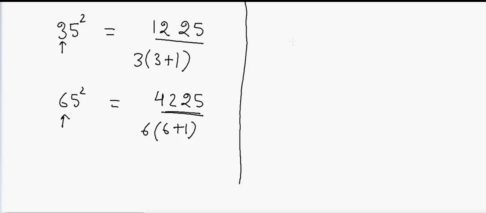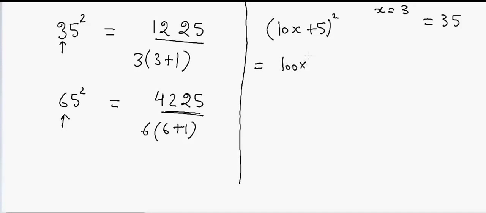Suppose we have any number which ends with 5. So that number can be written as 10 into x plus 5. So here suppose if x is equal to 3, then this number will be equal to 35, right? So suppose we have 10x plus 5 and we want to do a square of it. That will be equal to 100 x square plus 100x plus 25.